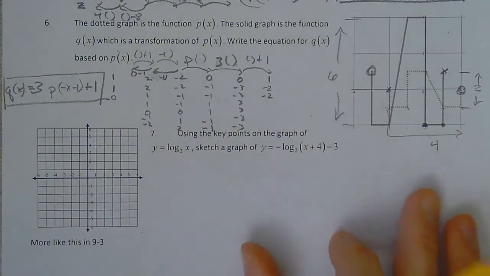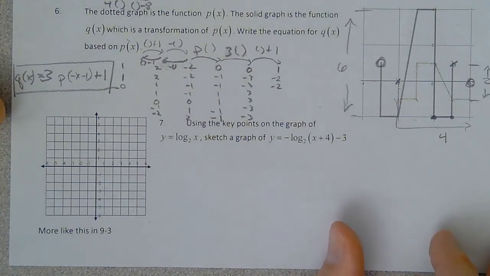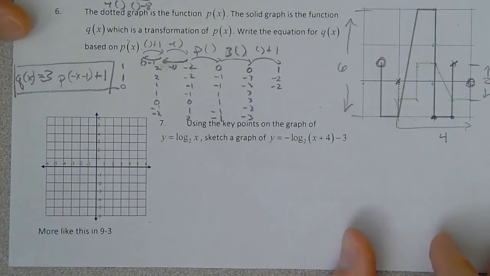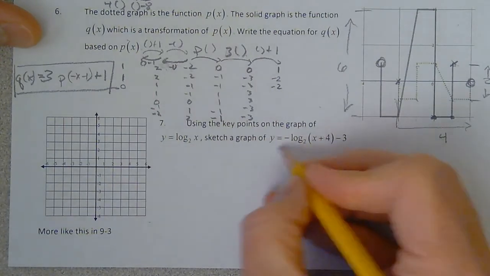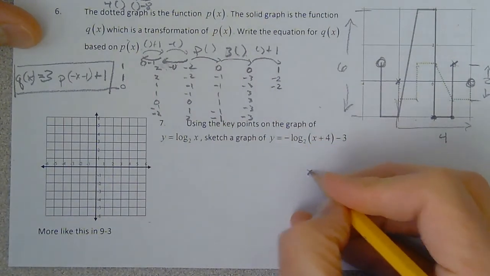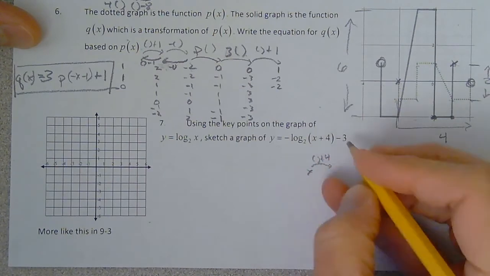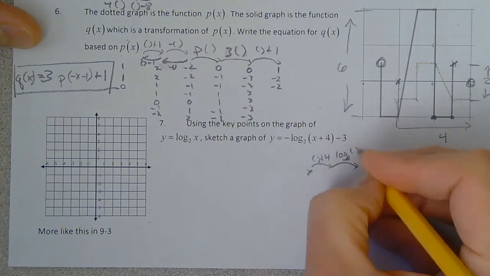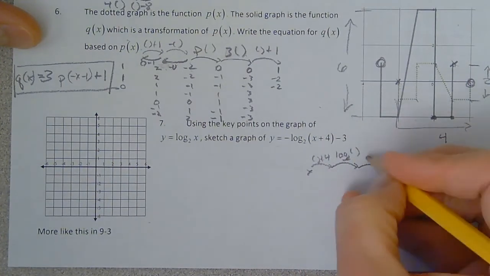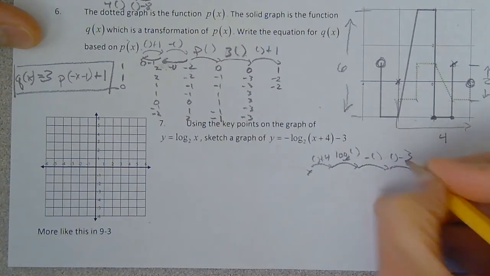Okay. All right, use key points on the graph of log base 2 of x to sketch a graph of negative log base 2 of x plus 4 minus 3. All right, so my arrow diagram for the thing that I'm trying to do, I have an x. I'm going to add 4. That goes inside of the log base 2. I change the sign and subtract 3.